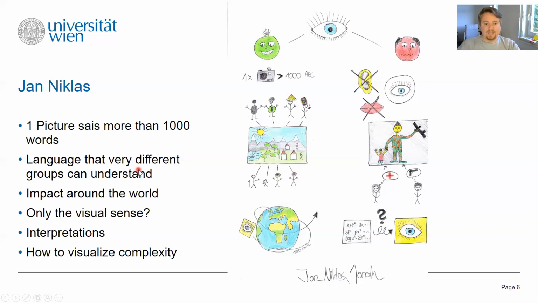So it's a language that maybe very different groups can understand, has an impact around the world. Yeah, and then on the disadvantages, you showed here the eye and the mouth and the ear shut. So that means, okay, maybe only the visual sense might not be enough to express what we want to express, which is a very important issue.